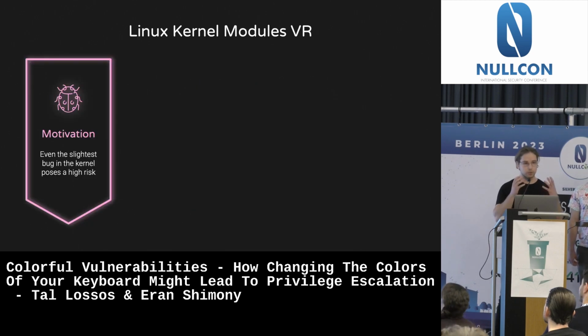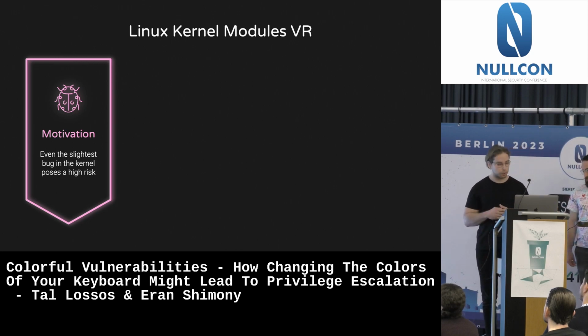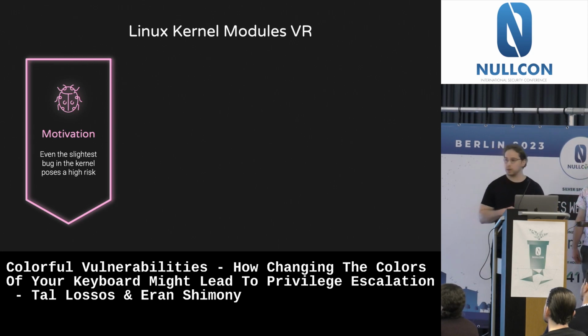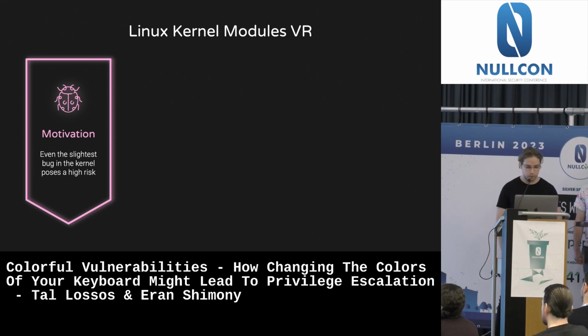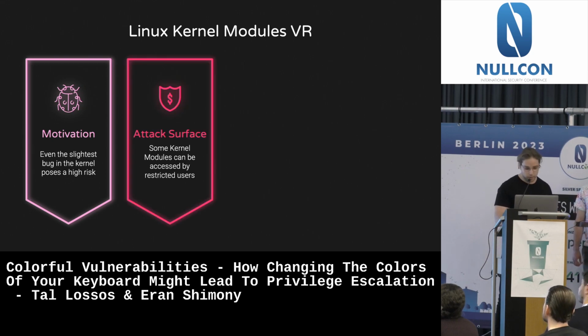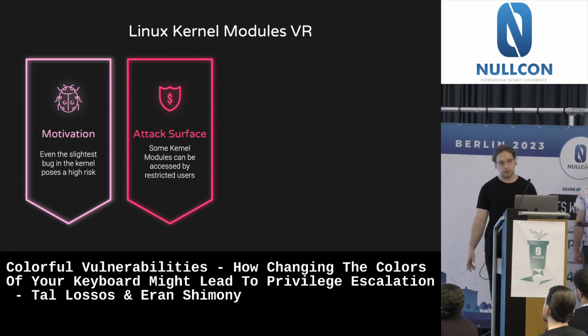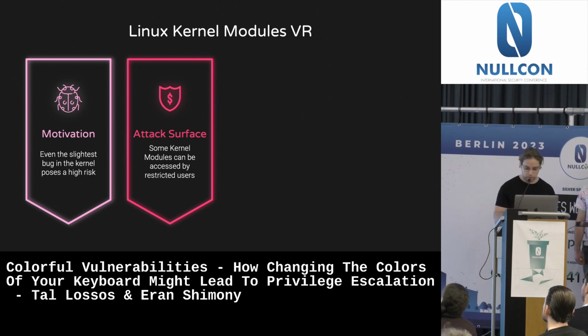So after we understood the general architecture of the operating system, let's jump back to our project. We've conducted research focusing on the Linux kernel because essentially each bug in the kernel is critical, due to the fact that the kernel is always privileged. And one of the best places to hunt for kernel bugs is in third-party kernel modules, because again, most of the time they're less examined and they are accessible by restricted users.